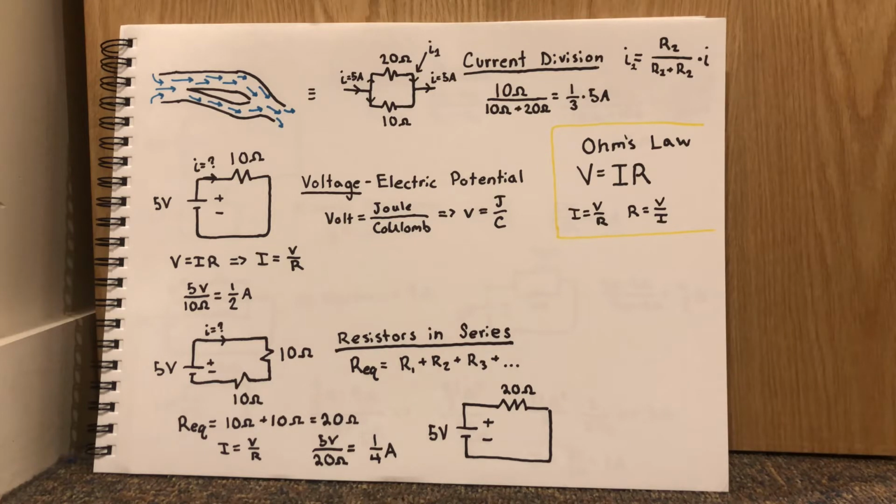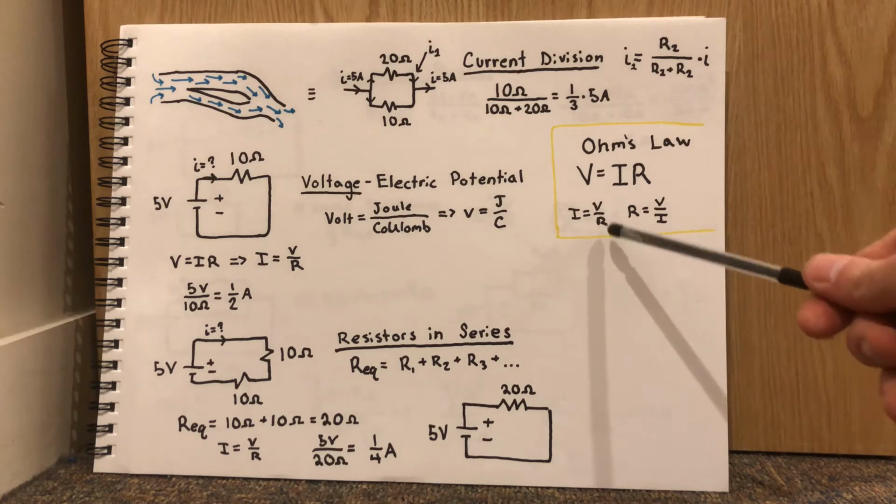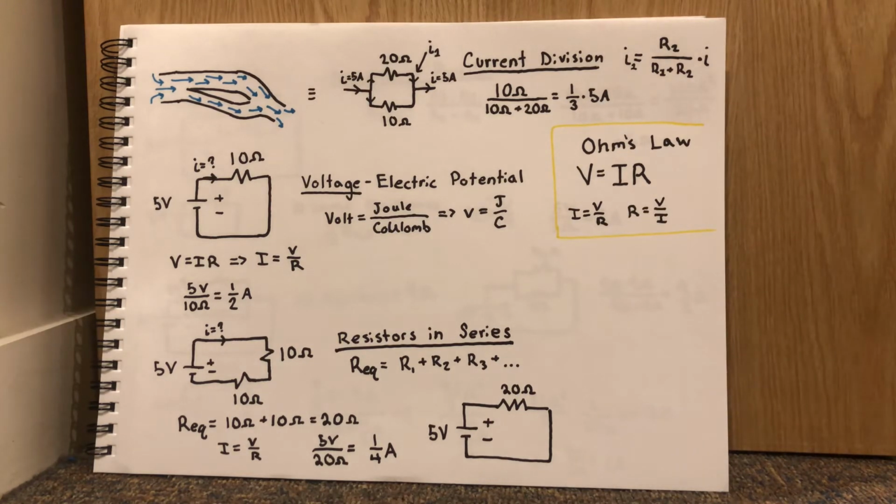Now we need a way to describe the voltage, which is just the electric potential. Like I said earlier, you just have charges built up on one side and they want to go to the other. The unit for it is volt, which is a joule per coulomb. And there's a relationship between what we know so far, this voltage, current, and resistance, which is Ohm's law, which is V equals IR. And I manipulated the equations here for current and resistance, and this lets us do some calculations.